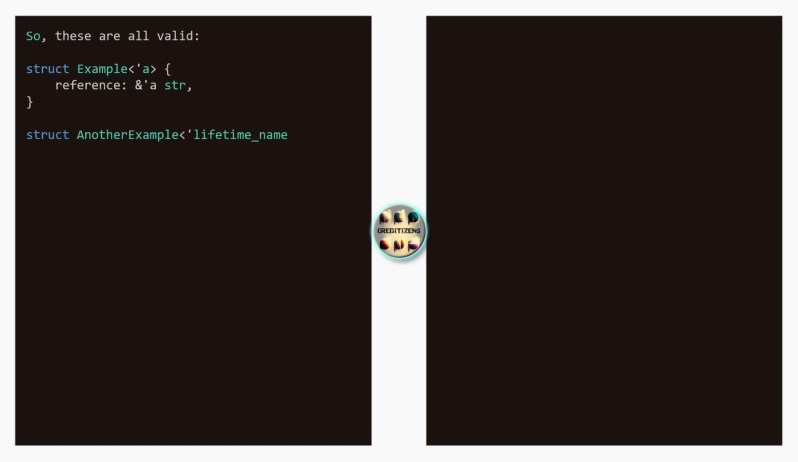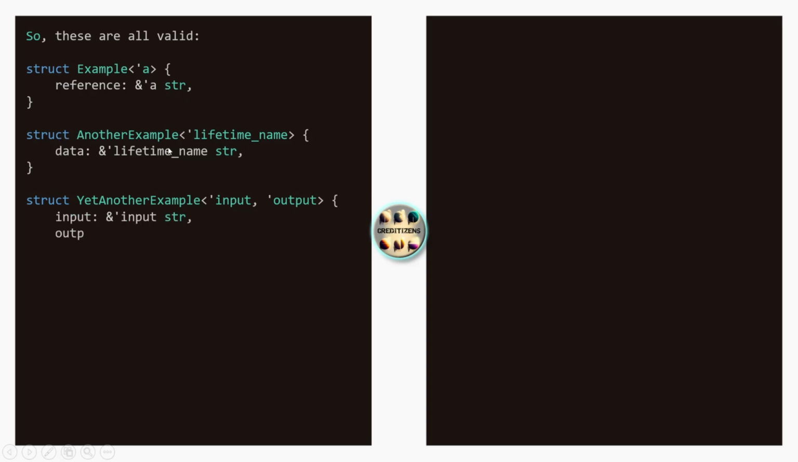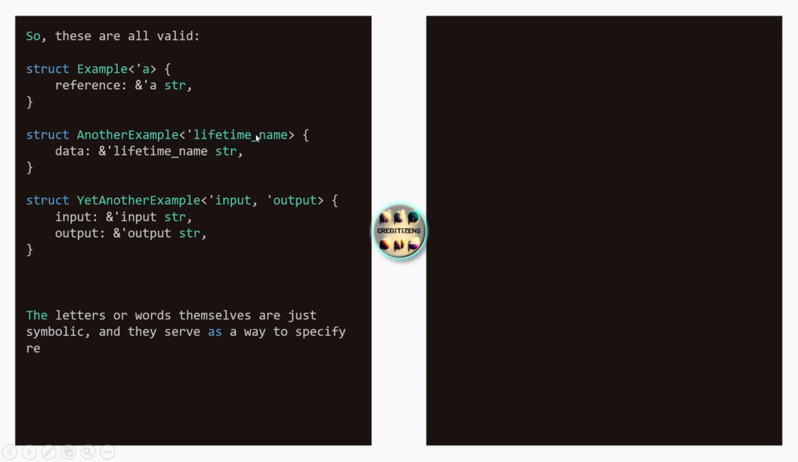Okay, so we are done with this explanation part. Not yet. So these are all valid. Just to show here, for the last slide, struct example A, reference 'a, and here, for example, we're going to use a placeholder which is lifetime underscore name. So you can use it like that also. You can put a full word.